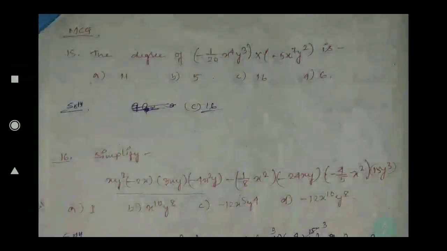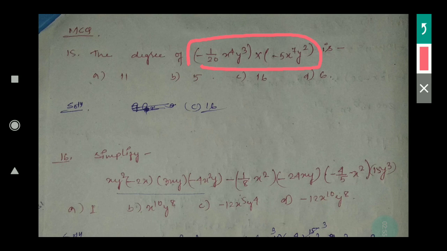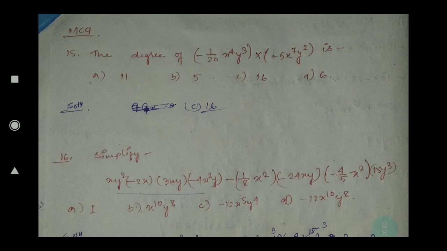So the question number 15, the degree of this. In this factor, no need to do the multiplications. The question is not asked what will be the value while doing multiplication. The question is the degree of. Degree is asked. So degree means the highest power of the variables. So the highest power of the variables we have to count.